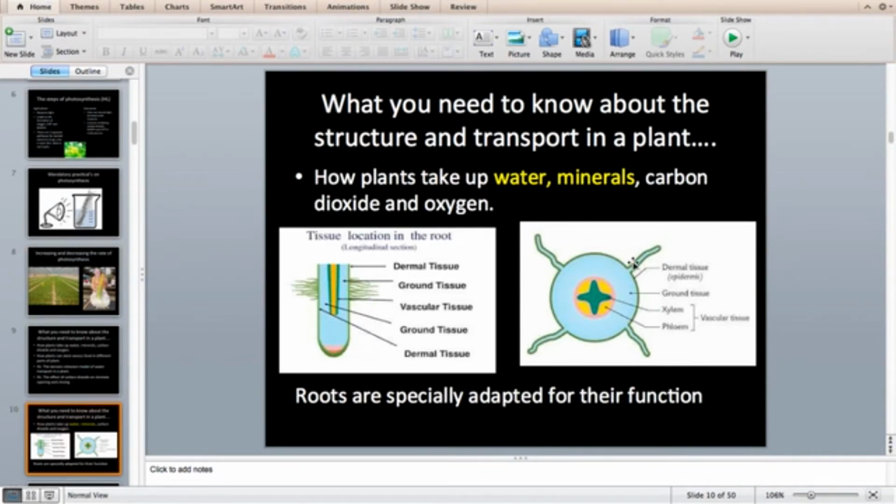Roots are specifically designed for their functions because they've got really high surface area because of their root hairs. And they're also high in levels of sugars and salts, which means they encourage osmosis to occur. They also go deep into the soil to allow for water to be taken in.